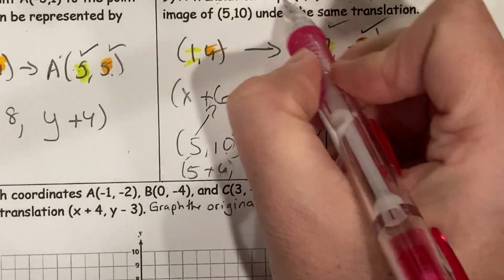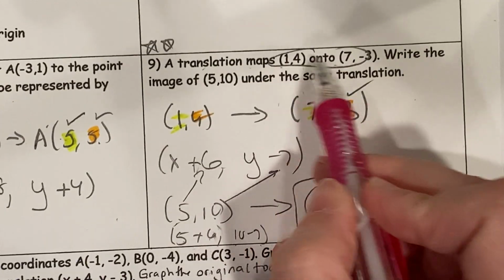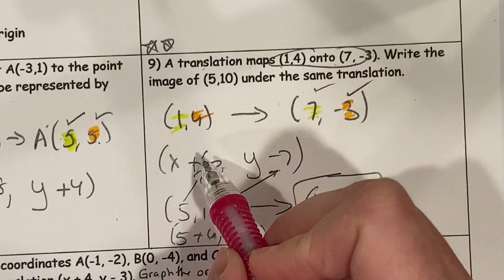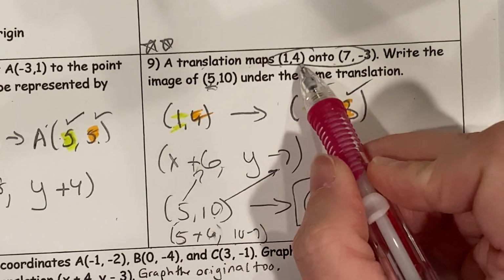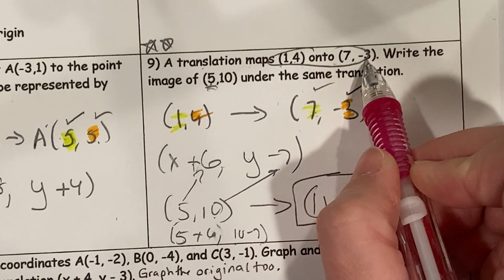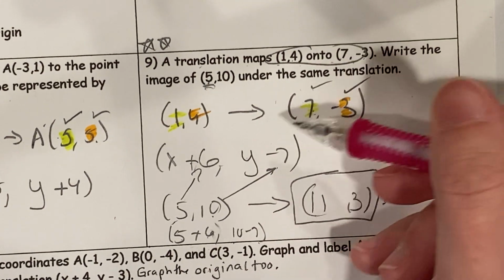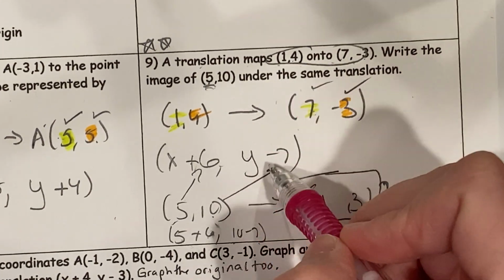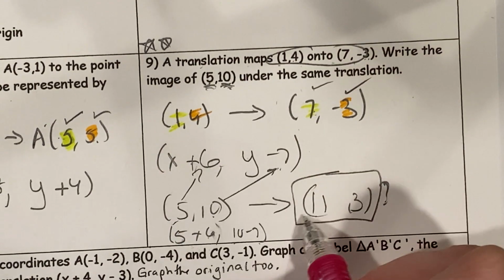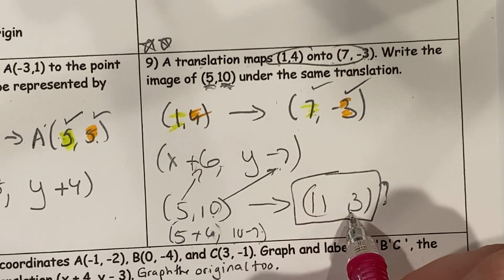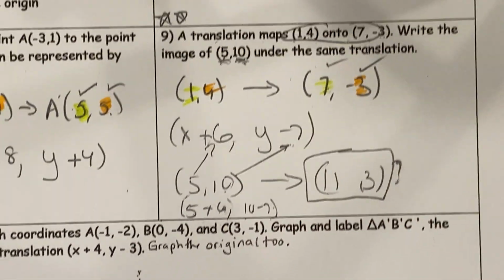So again, you have to go from this point to this point. What did I do to 1 to make it a 7? I added 6. So do the same thing to this x. 5 plus 6 is 11. What did I do to 4 to make it a negative 3? Well, for 4 to negative 3, you got to go back to the negative. So it's minus. 4 minus 7 is going to give you negative 3. So apply the same rule to 10. 10 minus 7 is positive 3. So your answer is 0, positive 3.